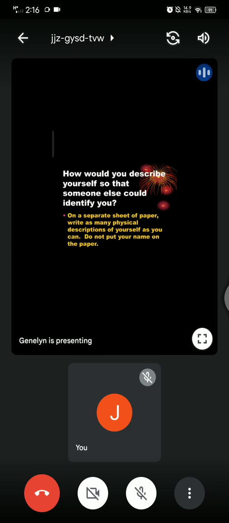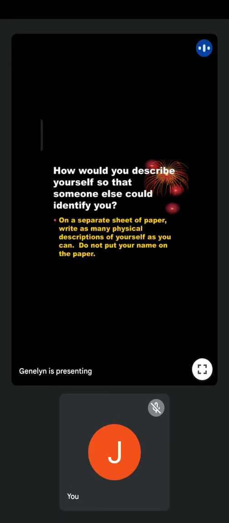How would you describe yourself so that someone else could identify you? On a separate sheet of paper, write as many physical descriptions of yourself as you can. Do not put your name on the paper.